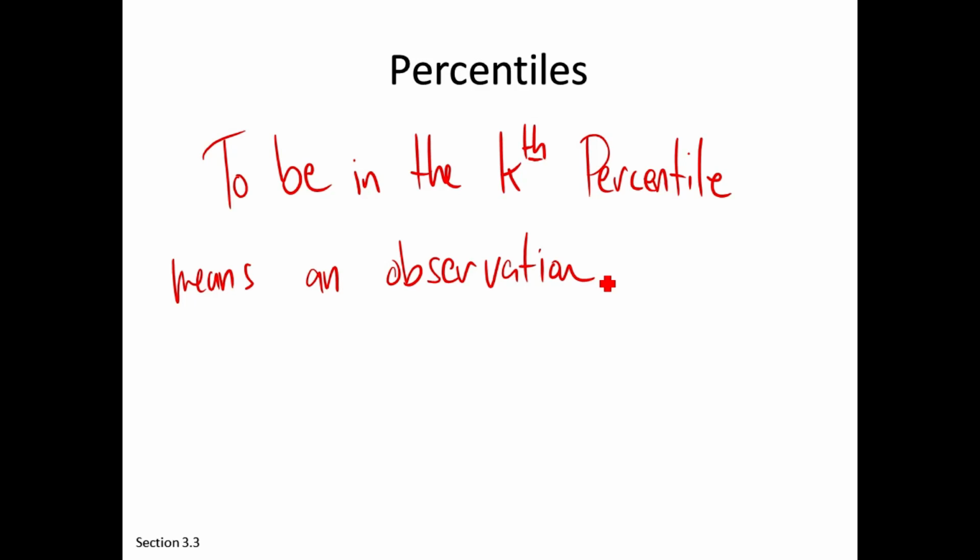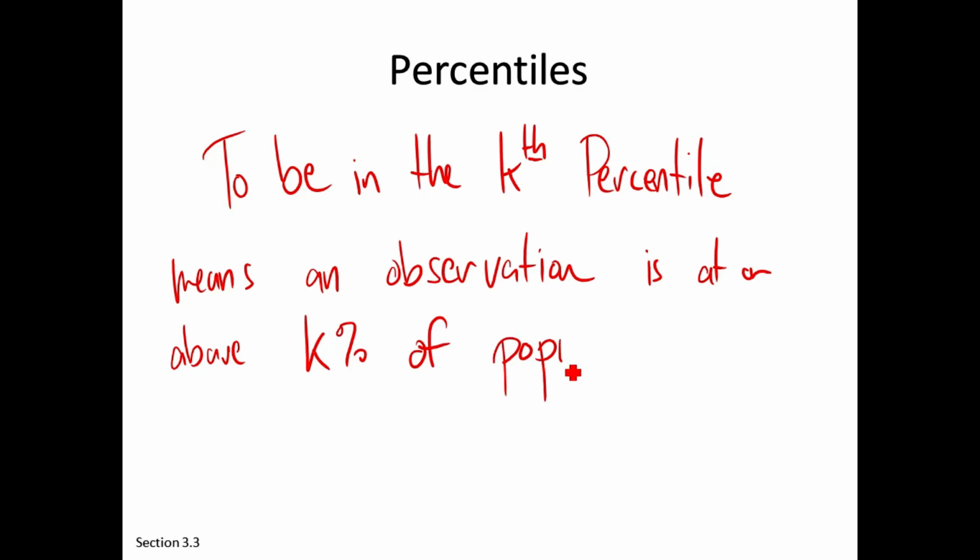If you're talking about SAT scores, if you score in the 80th percentile, that's pretty good. It means you outscored 80% of students who took the test, right? So to be in the kth percentile means an observation is at or above k% of a population. If it's something you want to be good at, you want to be in a high percentile, obviously. If it's something you don't want to have high scores on, then maybe you don't want to be, right?